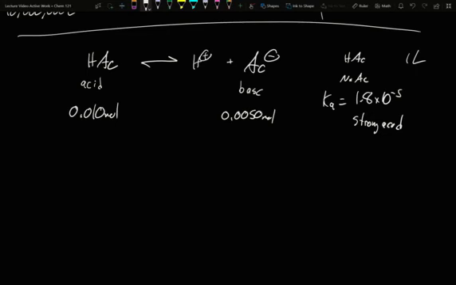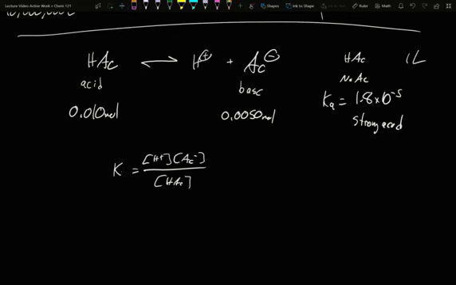Well, if you're back, remember that our Ka equals the H+ times the Ac- over the HAc. So it's your H+ and your base divided by your acid. This is always the setup for our buffer. This is always the setup for our weak acid-base solutions. And so I just need to plug in our values here and solve for that H+.